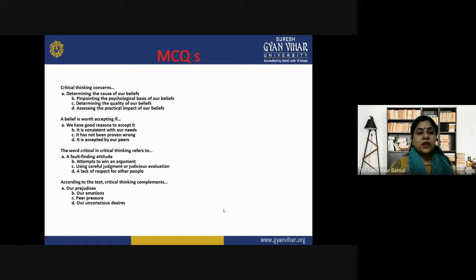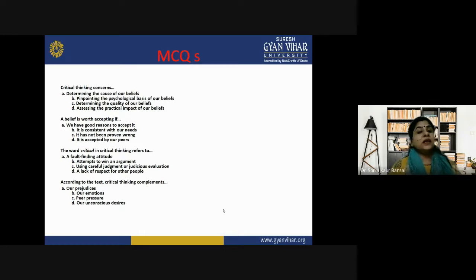Four options are given here: determining the cause of our beliefs, pinpointing the psychological basis of our beliefs, determining the quality of our beliefs, assessing the practical impact of our beliefs. So, of course, the answer is assessing the practical impact of our beliefs. Then the next question is about a belief worth accepting: if we have good reasons to accept it, it is consistent with our needs, it has not been proven wrong, it is accepted by our peers. Yes, the correct answer is if we have good reasons to accept it.